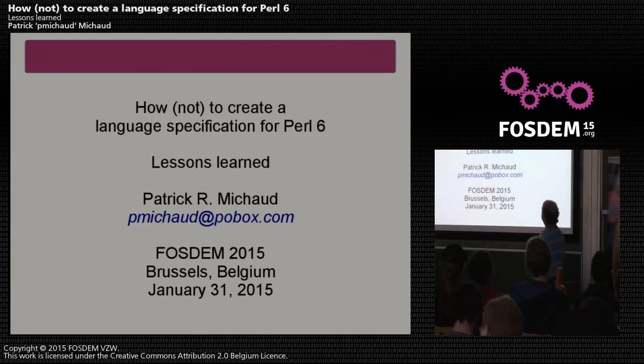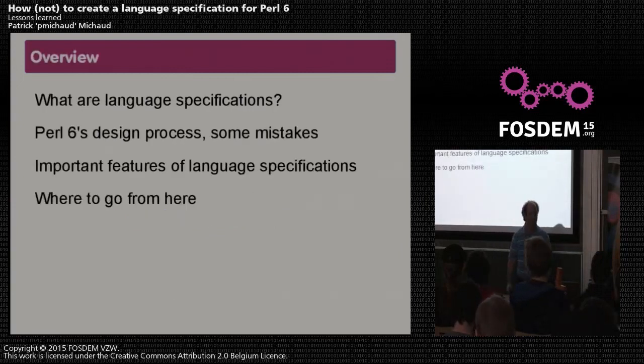So, overview of the talk. First of all, I'm going to talk a bit about what language specifications really are. Because when I was putting this talk together, and this is the distillation of a lot of thinking about it over the last 2 or 3 years, all of a sudden it became apparent to me that when we say language specification, it's not always obvious what that means. And so I'll talk about what are language specifications. I'll talk about Perl 6's design process and what I see in retrospect as being some mistakes that were made in the design process. Maybe 1 or 2, but that's all. Some important features that I've learned for language specifications and where I hope that the Perl 6 development team will be able to take things from here on this specific topic of language specifications.